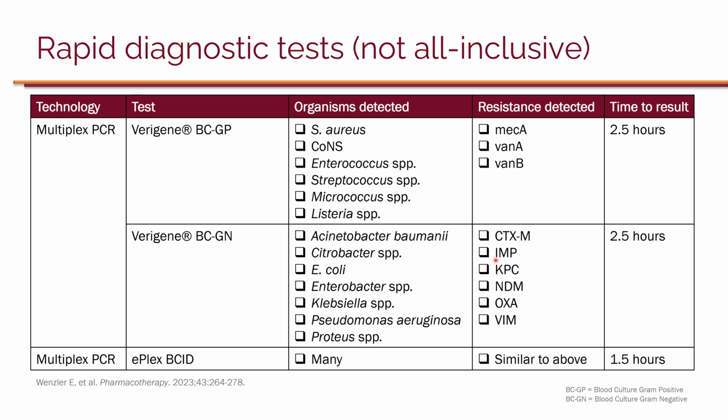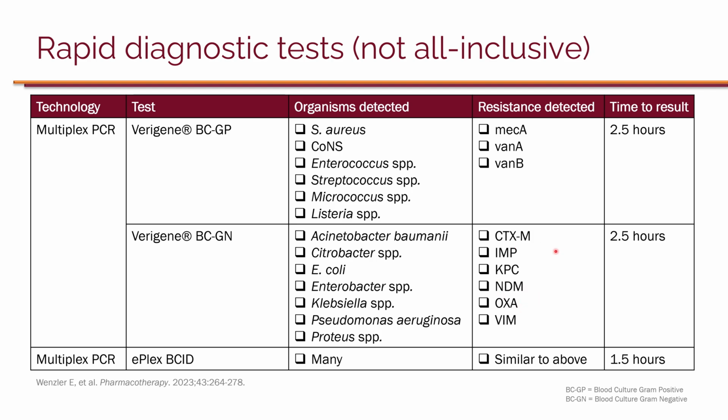Another example of a PCR is a Verigene test, and it comes in 2 different panels. One is a gram-positive blood culture and one for a gram-negative. So you can see the organisms again are listed here. It works in a similar way, so it will detect genes from these organisms. So if they are detected, they are suggestive of presence of the organisms in the sample.